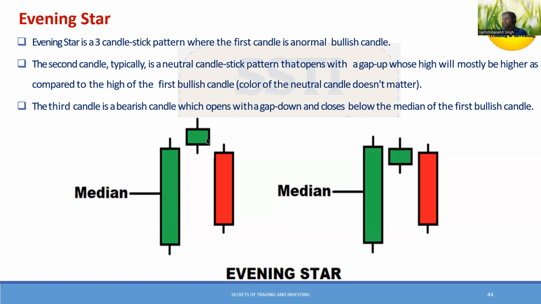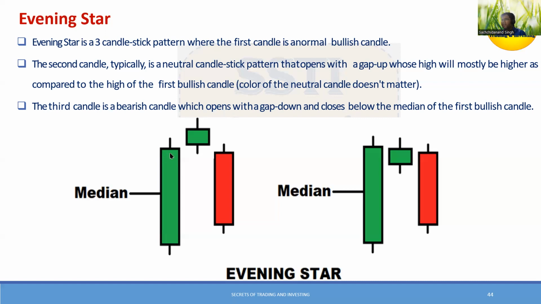It can either open with a gap up, or at the same level. And the third candle will be bearish, the red candle, which again opens with a gap down compared to the second one, or it may be at a similar level as well. But in the ideal situation, the opening should be a gap down from the second candle.